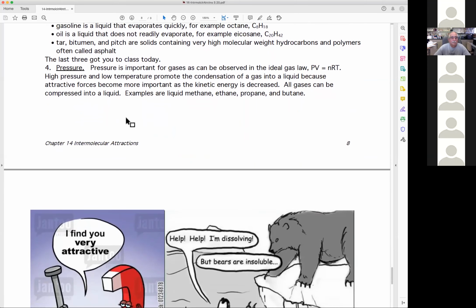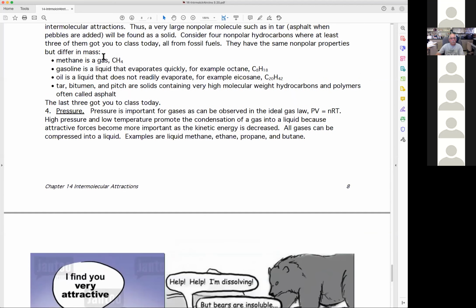And finally, pressure is important for gases, because if you look at the ideal gas law right here, look at pressure. Right there is predominant, right in the front. Okay. So I can take methane and increase the pressure, turn it into a liquid, even into a solid.